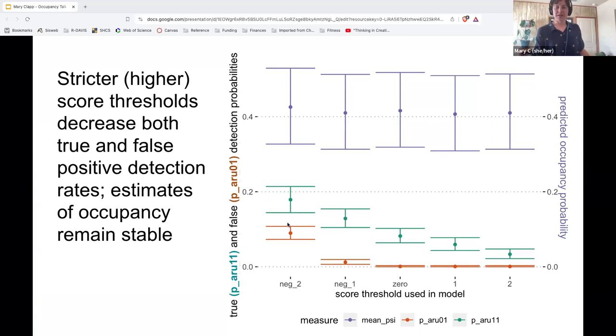And what we found is that the false positive detection component of the model does work. The more potential false positives we let into the data set by lowering the score threshold, the higher the model estimates that false positive rate to be. Setting a stricter threshold reduces that false positive rate, as you can see in the green bars in the middle here. The orange bars reduce the false positive rate nearly down to zero, but it also decreases the true positive detection probability. And so the good news is that this purple is our estimate of occupancy, which stays stable no matter what threshold you impose.